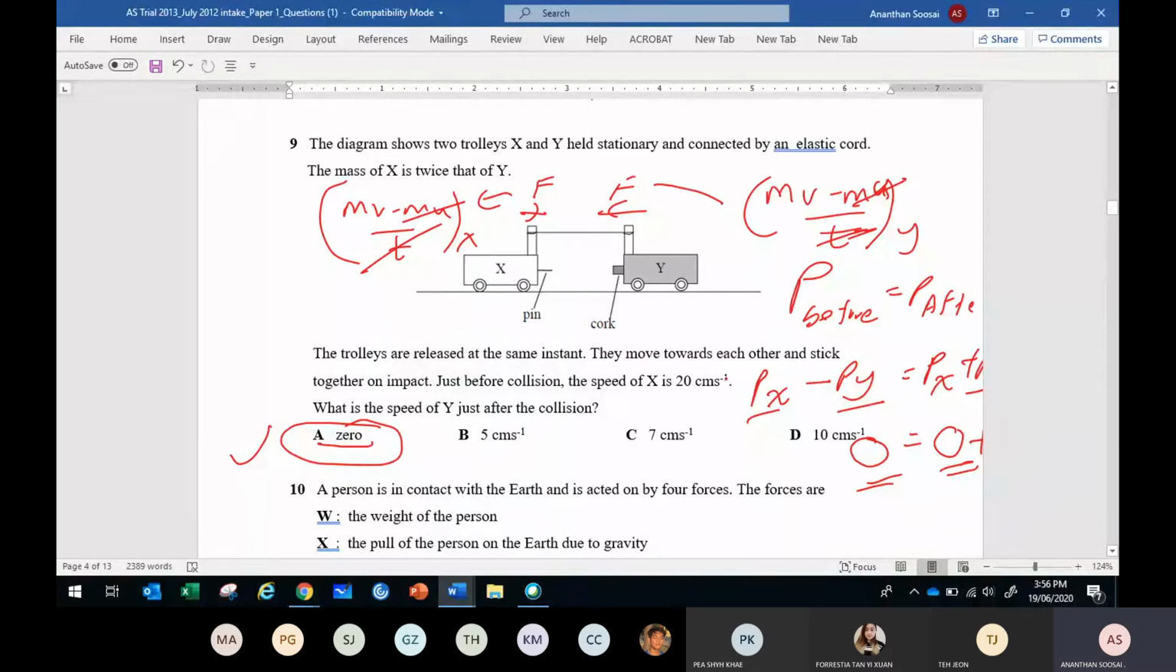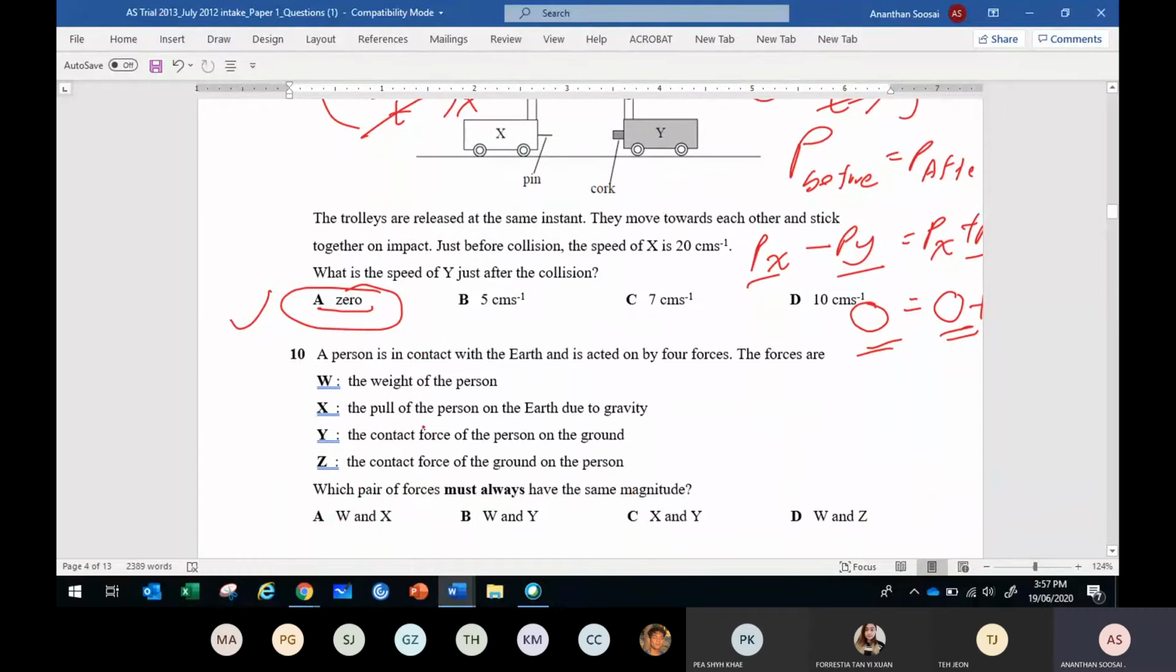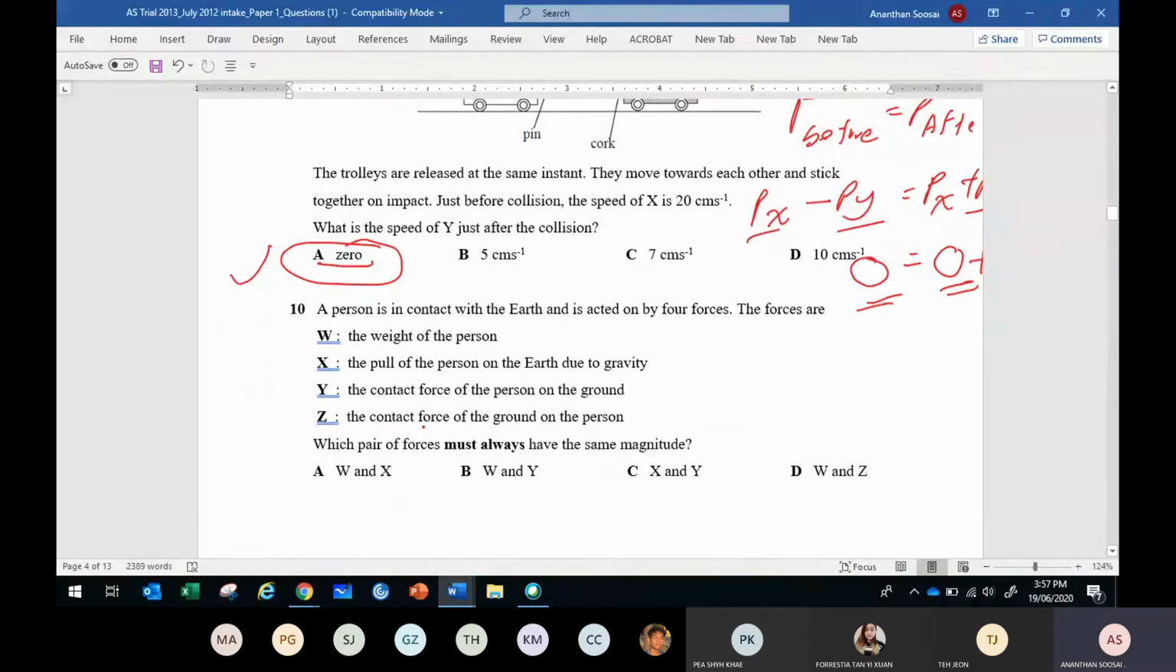Okay, so any part you don't understand here? Those who got A are good. The answer should be A. Okay. More questions? Okay, question 10. Give me the answer.